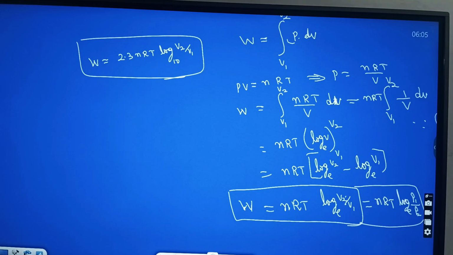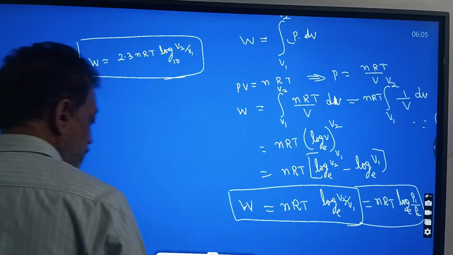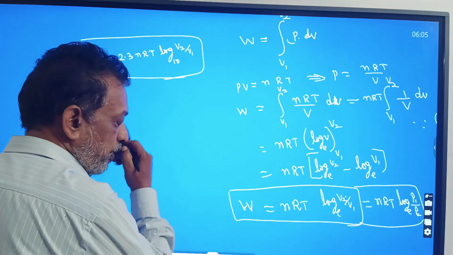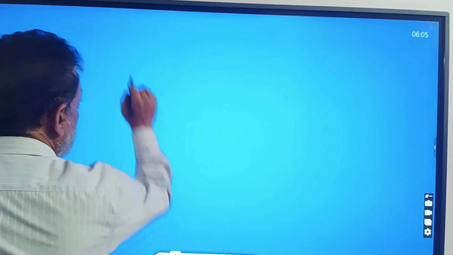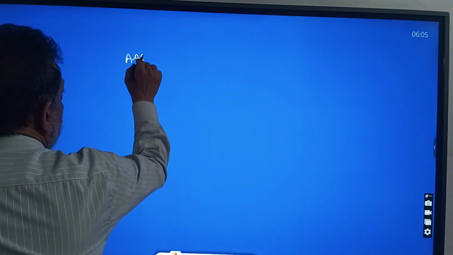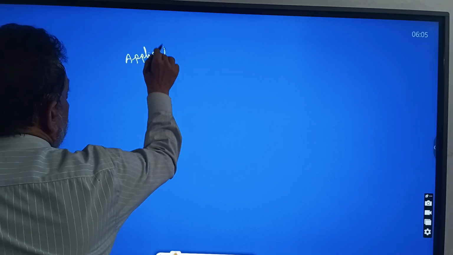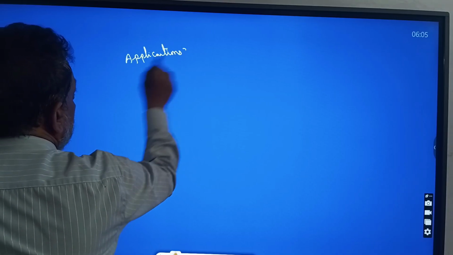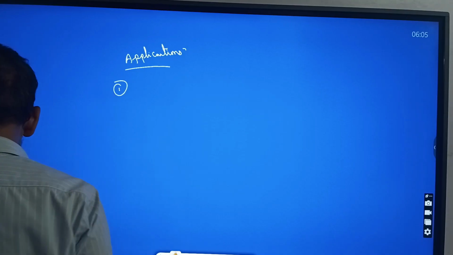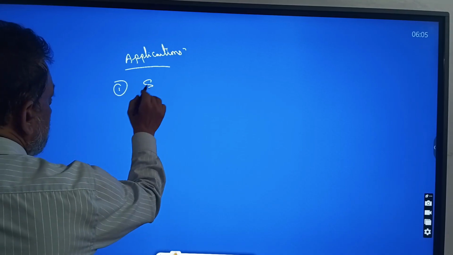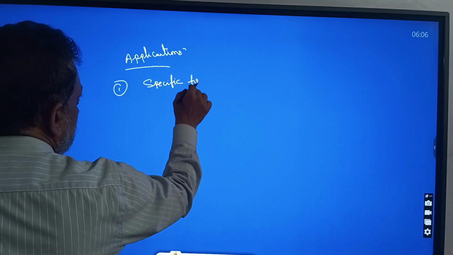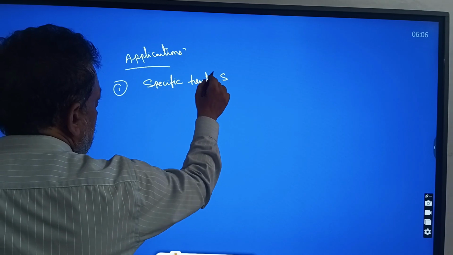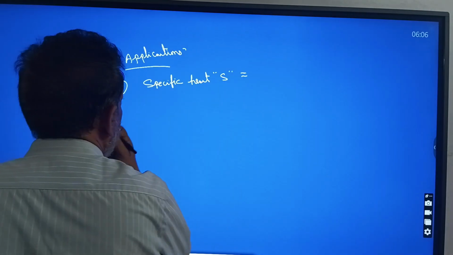Now, this is what you call isothermal process applications. Just put that in applications, very obvious. Applications: specific heat. The specific heat in the case of the isothermal process.